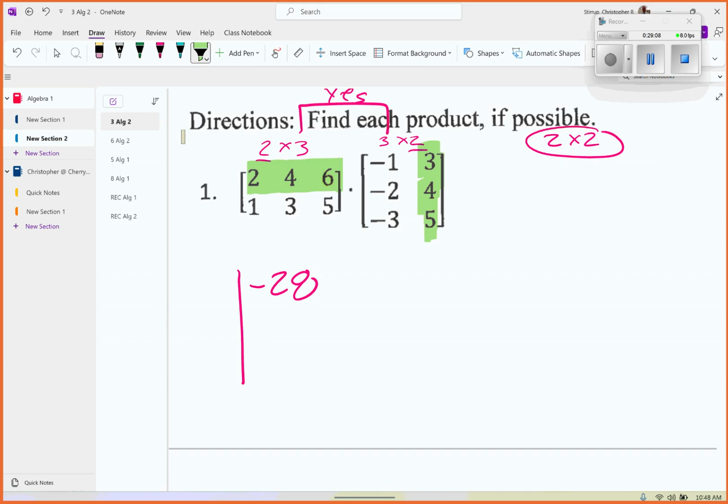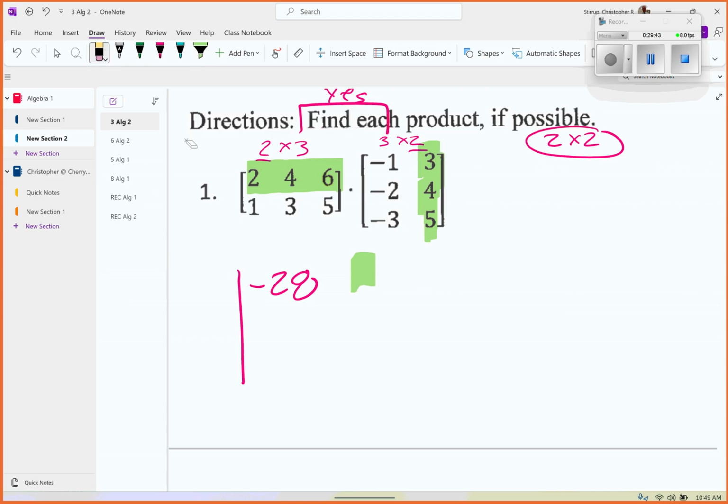What's 2 times 3? 6. Put 6 on your calculator. Don't hit enter. What is 4 times 4? 16. 16 is the next answer. So we have 6 plus 16. And then what is 6 times 5? 30. So we're going to go 6 plus 16 plus 30. How much? 52.